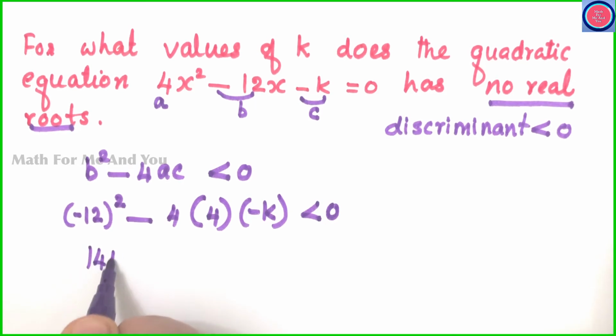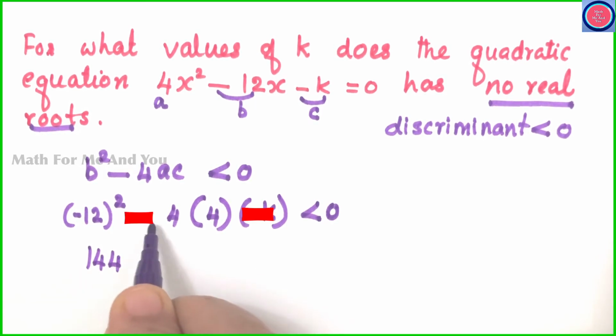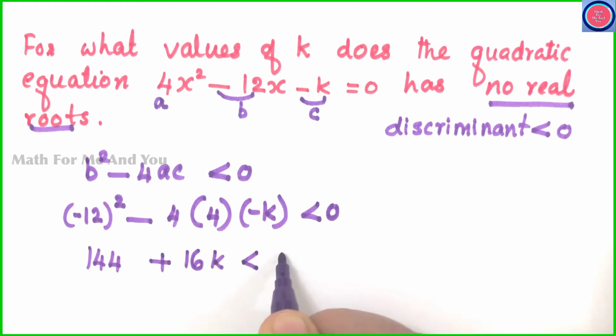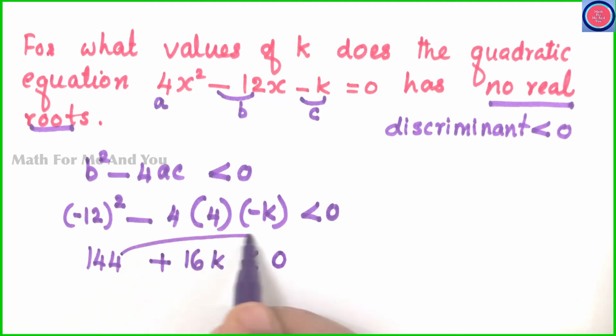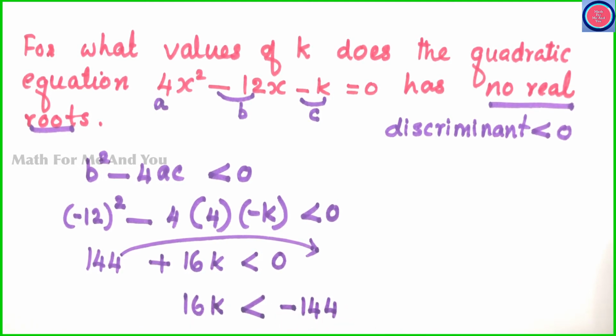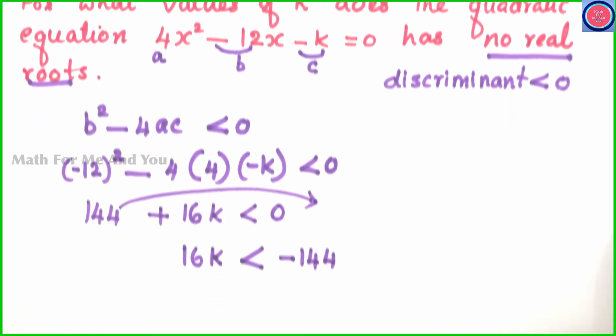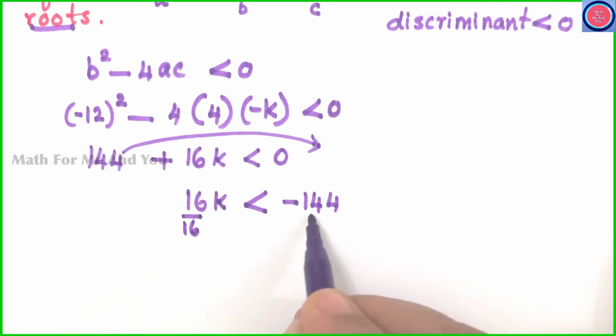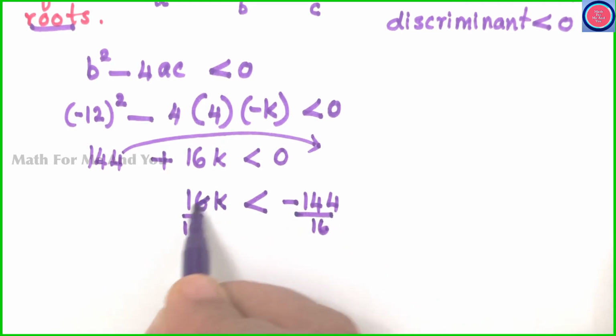Minus 12 square, 144. Minus and again minus becomes plus, 4 times k, 16k, less than 0. We want the value of k. So we can move the number 144 to the right side. It becomes minus 144. 16k less than minus 144. Both sides we divide by 16 to get the value of k. Left side 16 over 16 and the right side minus 144 over 16.